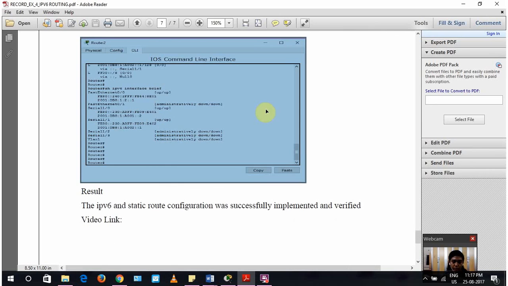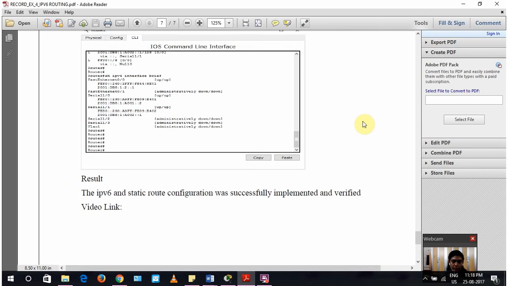So this was all about the basic IPv6 and static routing configuration.